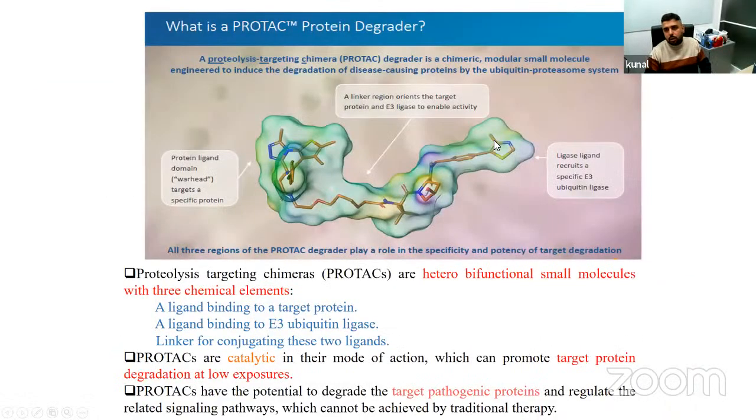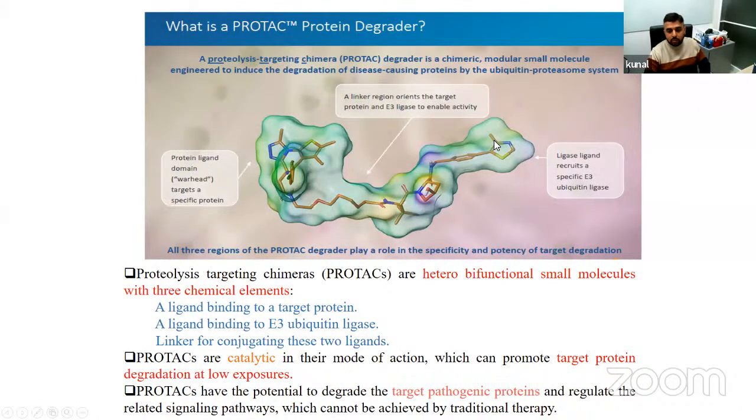PROTACs, I earlier also delivered a lecture on with the same team, so now we don't have the time, but I'll just brief up. PROTACs are degraders. The concept is undergoing a transition from inhibitor to degrader. These PROTACs are very potent and usually have a catalytic mode of action, so usually a very small concentration is required to exert the anti-cancer effect. This is very different from an inhibitor.